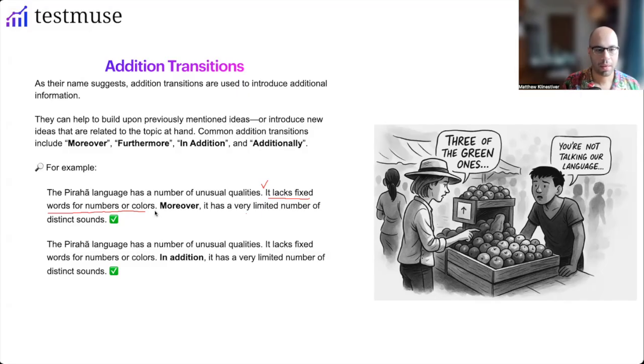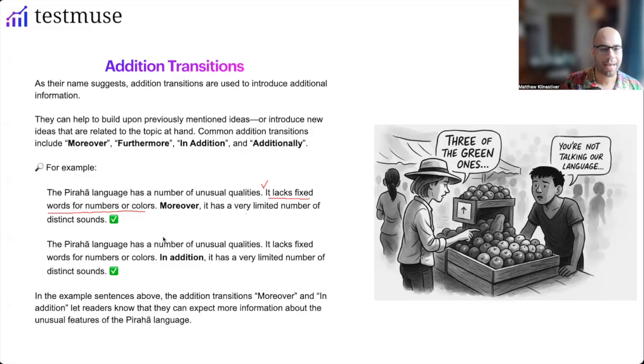But notice that I couldn't say, for example, to replace moreover. That wouldn't make sense because this is not an example of the fact that it lacks fixed words for numbers or colors. If I wanted to add an example, I'd have to say something like, for example, it doesn't have a word for green. So often you're seeing one point brought in, and then you're just adding another point that follows on the same kind of logical path that the first point did.